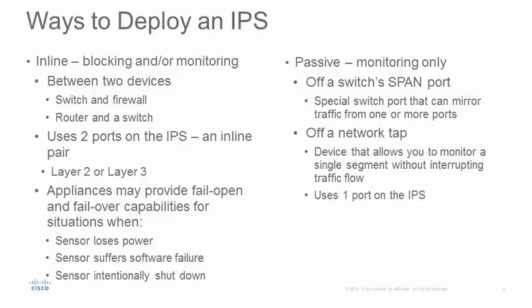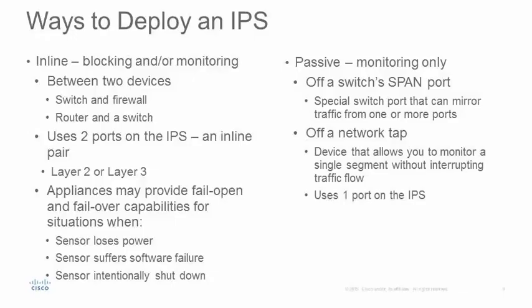So starting with inline, when we're blocking or in monitoring mode inline, we could go between two devices at the edge usually. Most typical is between a switch and a firewall, or maybe the router and a switch. We use two ports on an IPS for inline mode. We'll set up an inline pair. We can do this in layer 2 or layer 3. We can be a bump in the wire, or we can have IP addresses on those interfaces and actually run in layer 3, also known as router or routed mode. Layer 2 is commonly referred to as transparent mode.